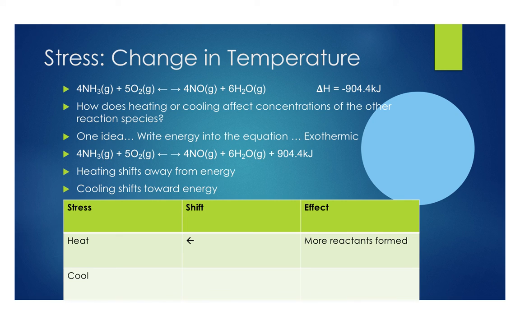Likewise, if something is cooling, that means we're taking away heat. So what is the system going to want to do? It's going to want to replace that heat. How does it do that? By shifting to the right. And if we shift to the right, that means we get more products formed. Okay, so again, the easiest way for me to think of this is just to go ahead and write the energy into the equation as if it is a reactant or a product. And then we can just deal with it, right? Heating is an increase in energy, cooling is a decrease in energy, and then we can treat it just like it's a reactant or a product.